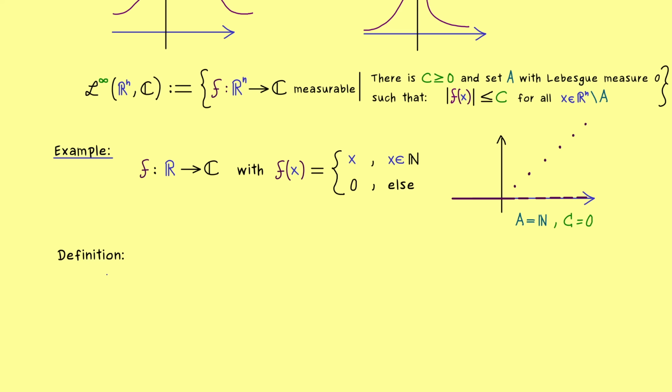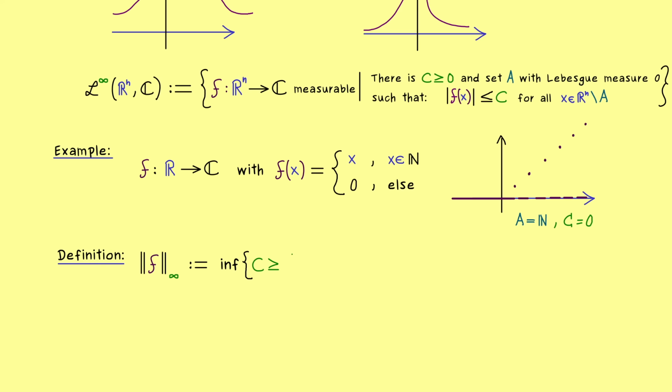In fact, going to the infimum of all possible C's there gives us the so-called L infinity norm. And you might already know, it's not actually a norm yet, but almost. But before we go to the equivalence classes, as always, let's first define this infimum here.